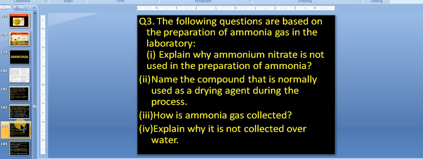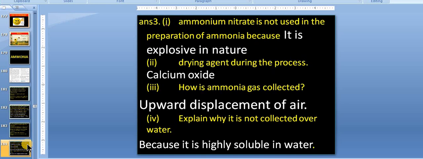Now, how is ammonia gas collected? You know ammonia is lighter in nature. Since ammonia is lighter, it is collected by downward displacement of air. Air will go down, so that's the reason. And explain why it is not collected over water. Because it is highly soluble in water. So these are the answers.